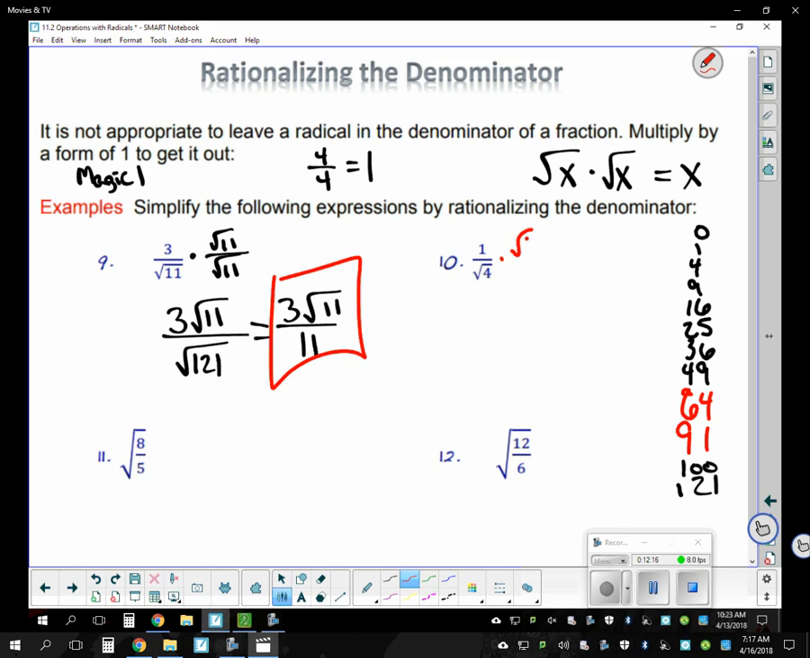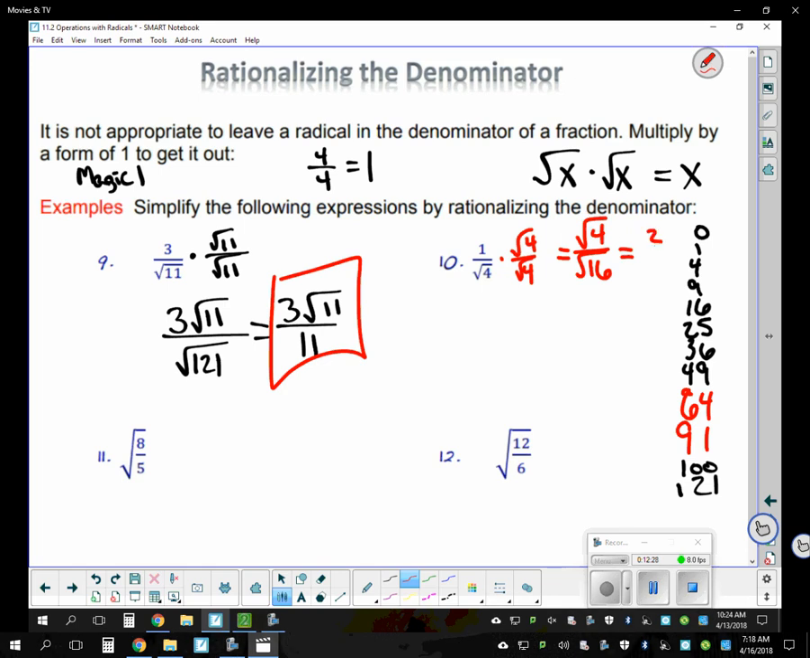All right, number 10. We've got that radical in the bottom. That's a problem, so we multiply by it on top and bottom. On the top, 1 times the square root of 4 is just really square root of 4. 1 doesn't have to be written there. And on the bottom, square root of 16. And look at how nice that is. Square root of 4 is 2. Square root of 16 is 4. Perfect squares. And 2 over 4 can be reduced to 1/2. Easy peasy.